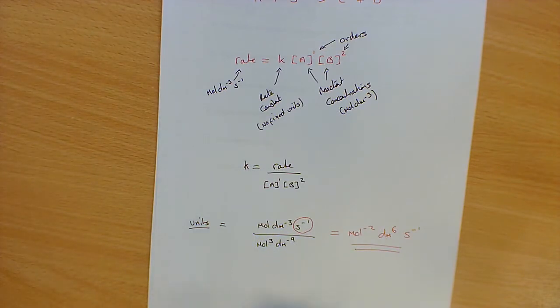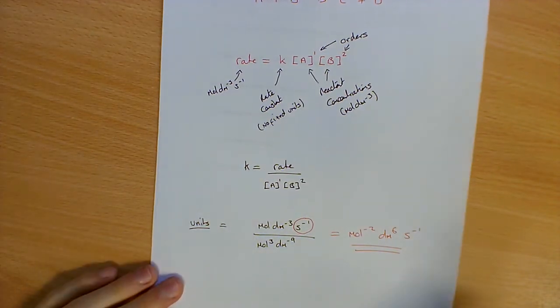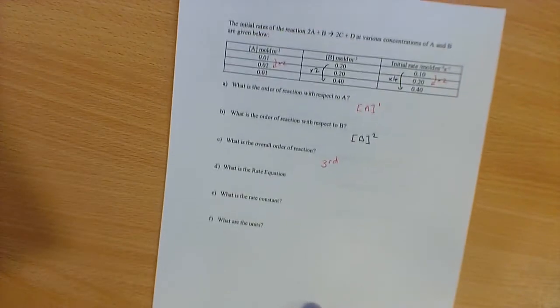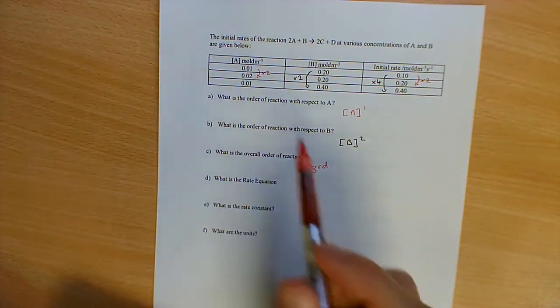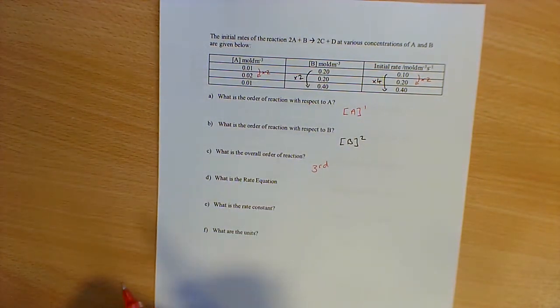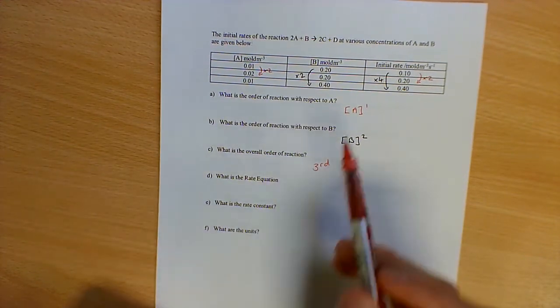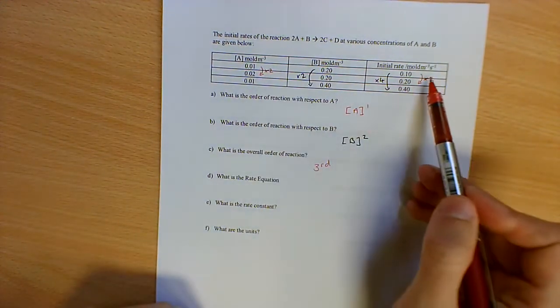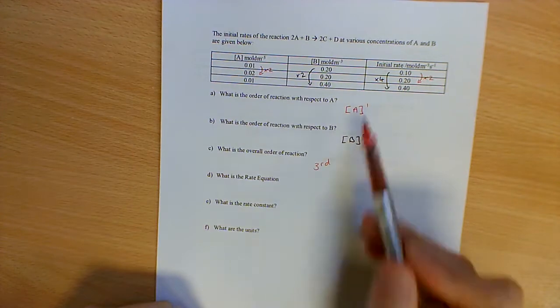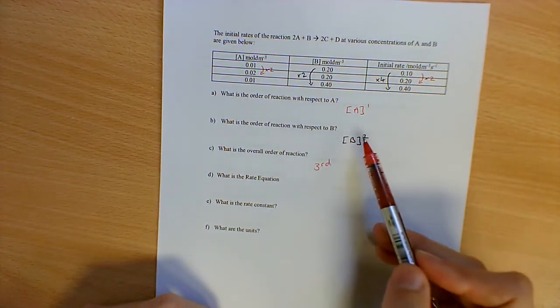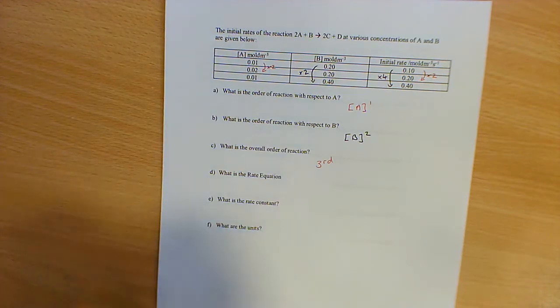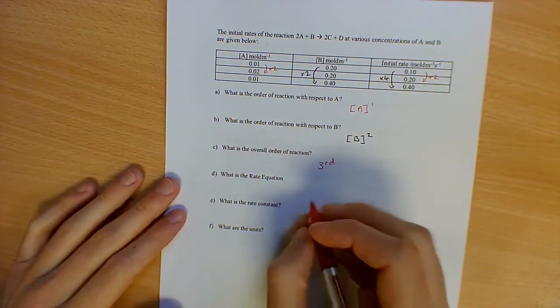So we're going to go through some examples, and I'm going to use the same examples that we used in the initial rates video. So we already know from the initial rates method in this reaction that A is first order and B is second order, and we know that because when A doubled, the rate doubled, so it's first order, and when B doubled, the rate quadrupled, so it's second order.